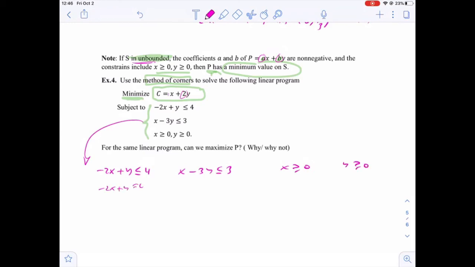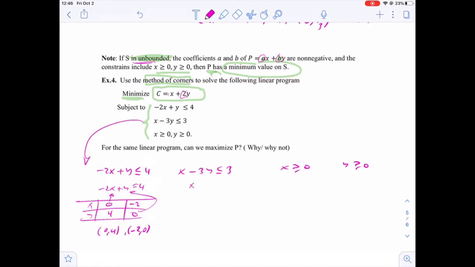We convert this into an equation. And then we find the 2 points. When x equals 0, y equals 4. When y equals 0, x equals negative 2. By dividing by negative 2, we get negative 2x equals 4, x equals negative 2. The 2 points are 0, 4, and negative 2, 0.